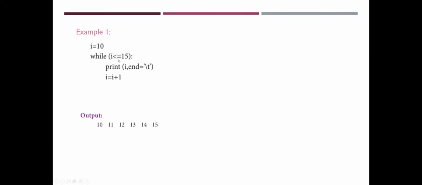13. 13 is checked and 13 is less than 15, so 13 is printed, and then it is incremented to 14 and 14 is checked, and then 15. 15 is less than or equal to 15, so the condition is satisfied. Then again 15 is incremented to 16. In this condition, 16 is not less than or equal to 15.